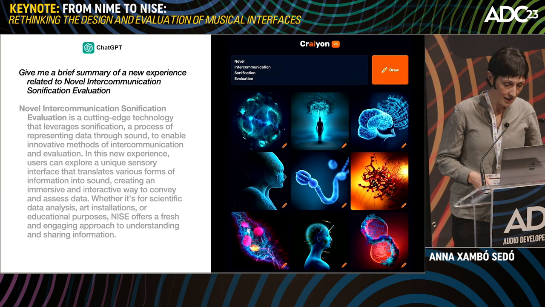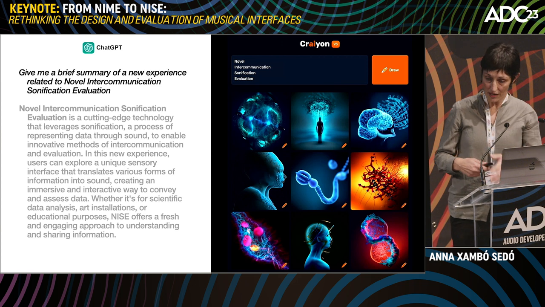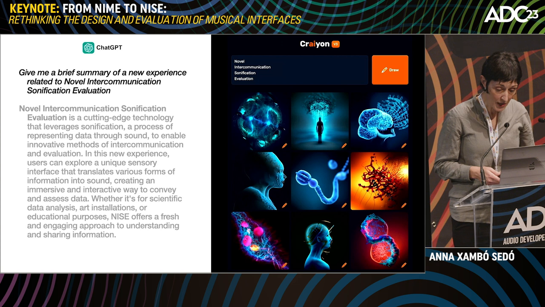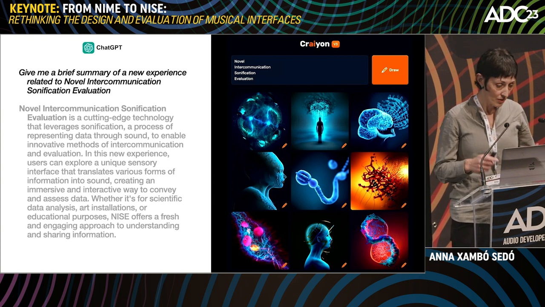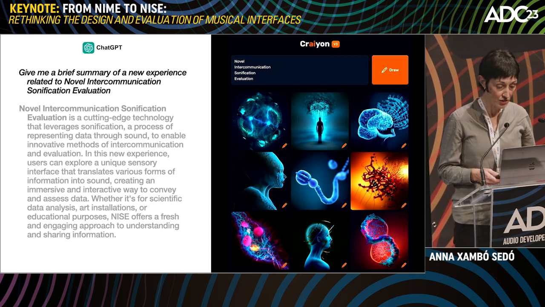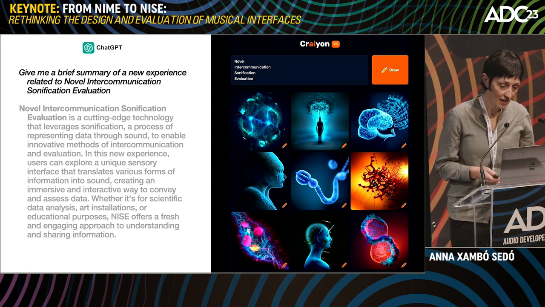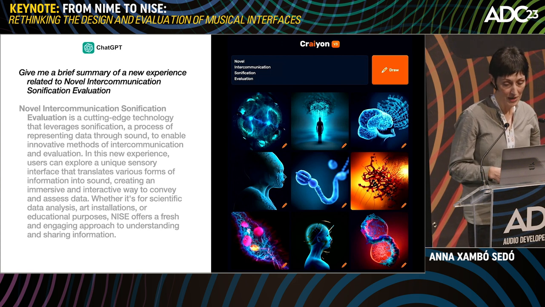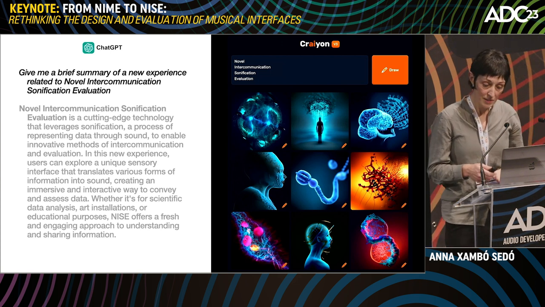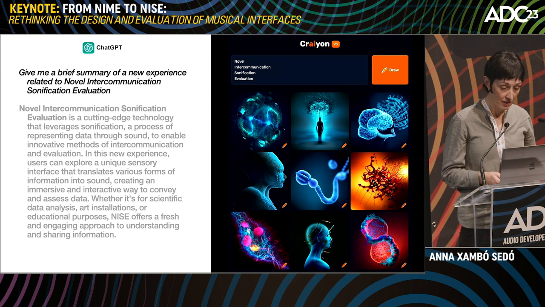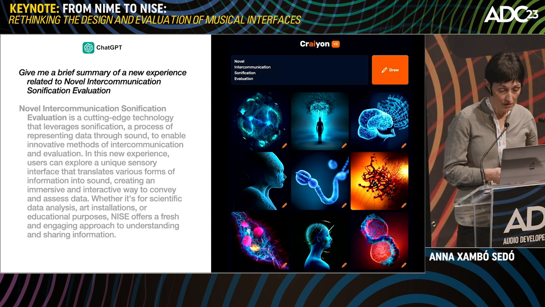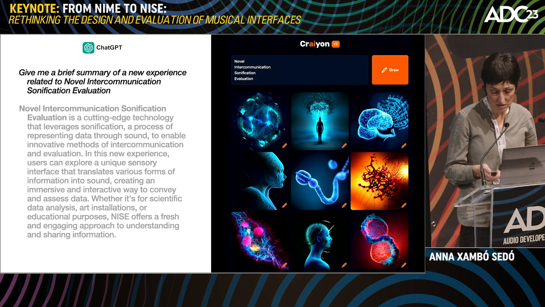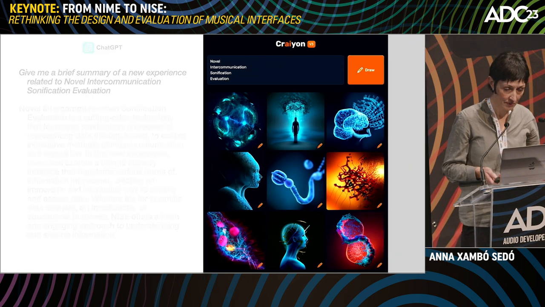So just to give you an idea of how this would work, I ran just an example here with ChatGPT and Craiyon. So inputting the term novel interaction, sonification, evaluation, the results bring this information translated into sound that can be explored interactively. So Craiyon offers images of how the interaction could happen. It looks quite esoteric, but further iterations would be needed perhaps to refine this concept.